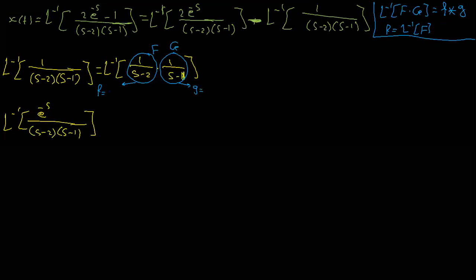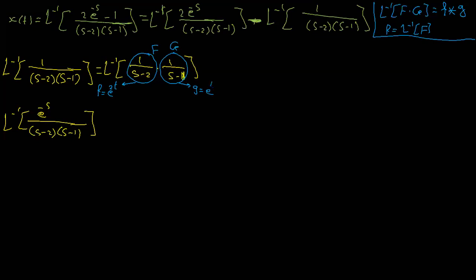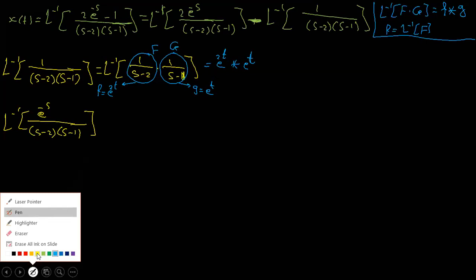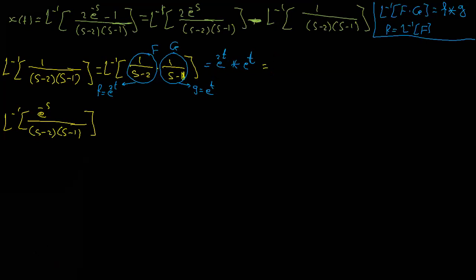E power 2t, great. And what about this one? E to the power t, great. So the rule says you need the convolution of those, e to the 2t convolution e to the t. Let me go back to the yellow and find the answer. The convolution, I remember from my cheat sheet, is given to be the integral from 0 to t of the first function e to the 2 tau times the second function after shifting it, t minus tau, d tau. So I'm going to find the answer of this integration.